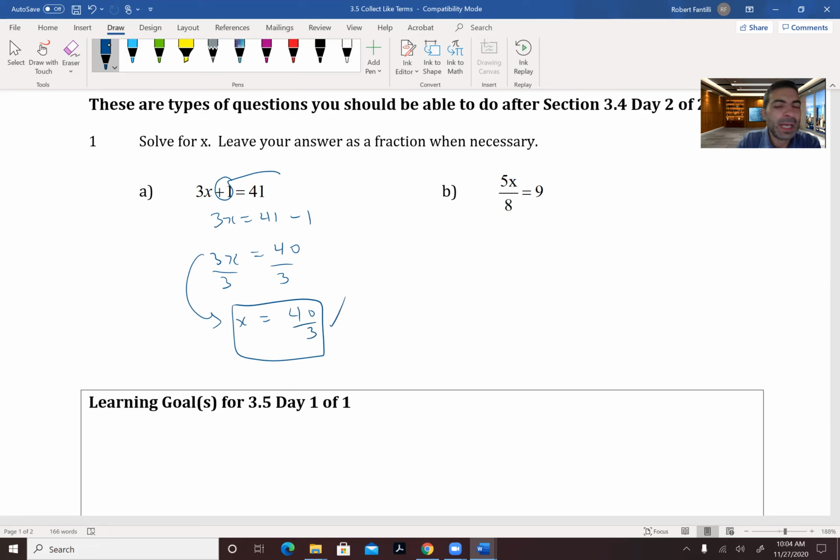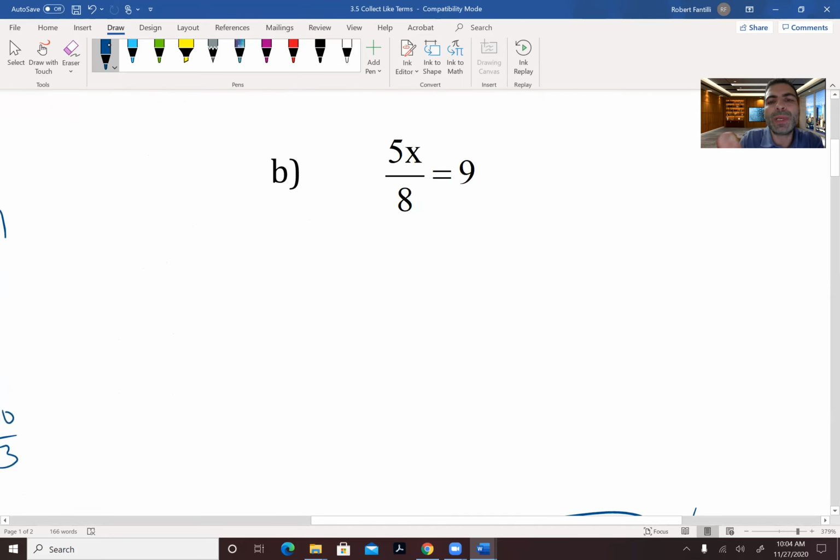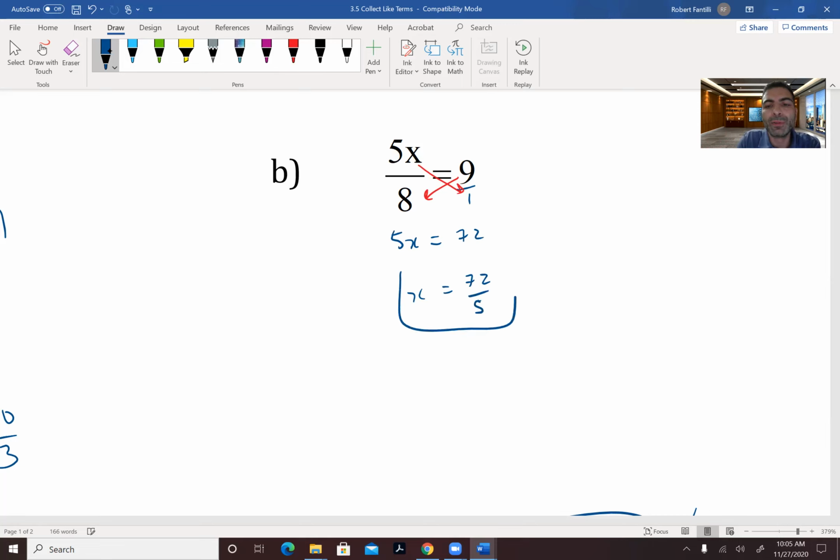Okay, that's it. The next one, you should picture the invisible 1 under the 9. You don't have to write it, but you should be picturing it in your head. Now, there are two methods of completing this type of question. Right off the bat, I see cross multiplication as my way of choice. So 5x times the 1 is 5x, because we have fraction equals fraction, we're allowed to cross multiply. And then 9 times 8 is 72. Divide both sides by 5, and I have 72 divided by 5. Done. Can't reduce.